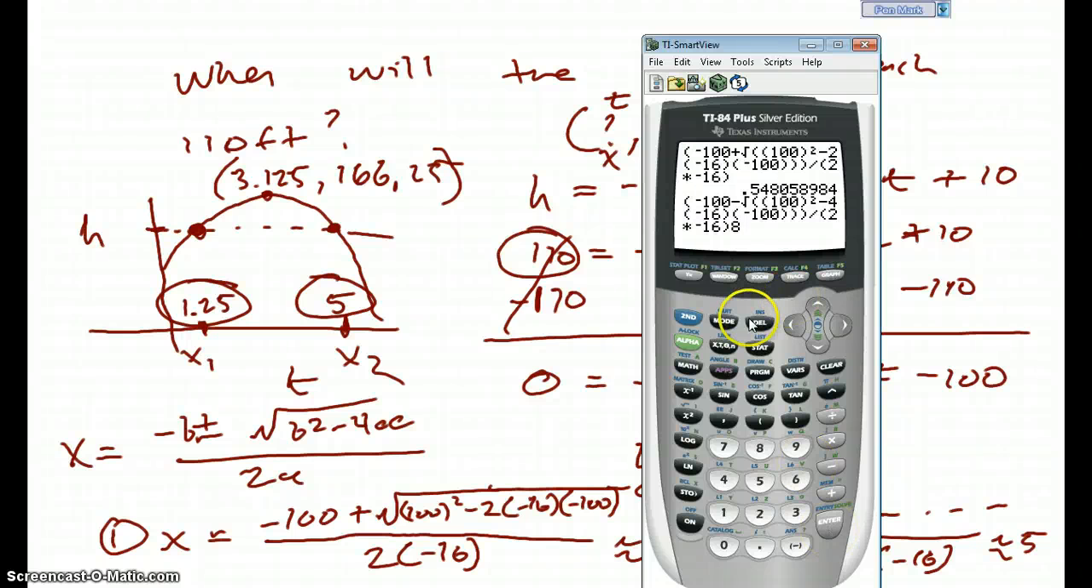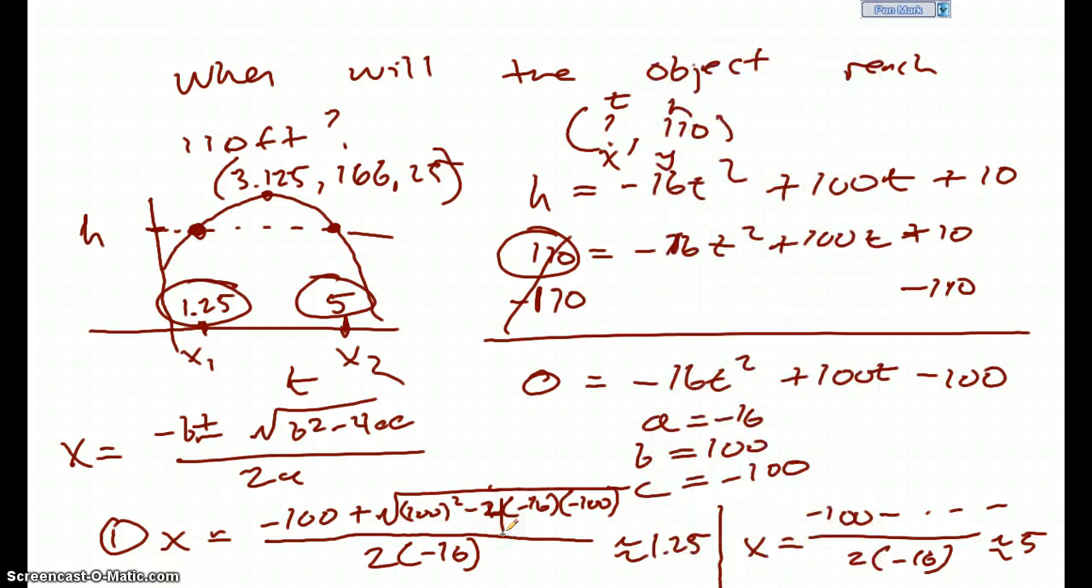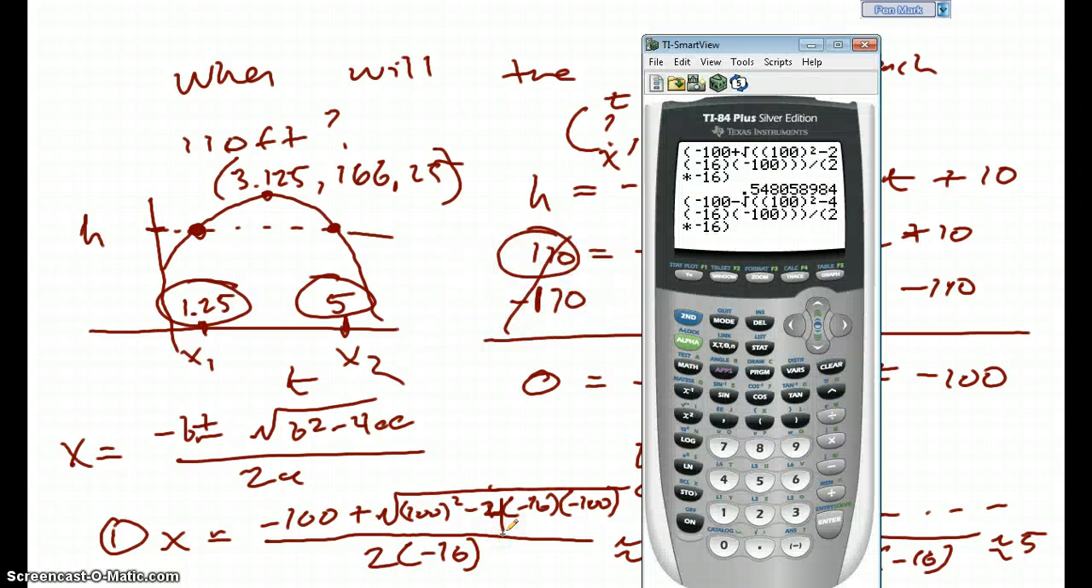Oops, slight mistake here. This should not be minus 2ac, it should be minus 4ac. So I just goofed when I wrote this down. So this should be minus 4ac. All I've done is change my 2 to a 4, and make this plus, of course. And so that gives me an answer of 1.25. So that's just one of them.